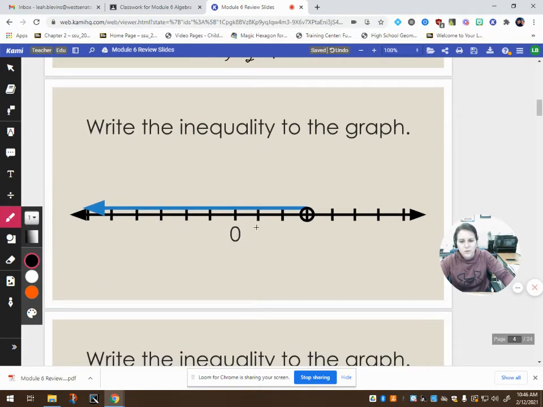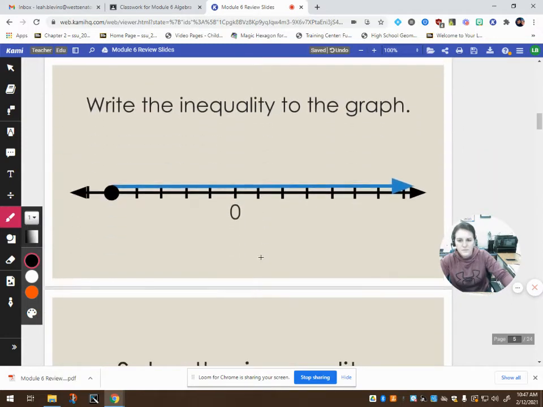So here's 0, this is 1, 2, 3. We're looking for all of the values of x that are less than 3. All the values of x, pointing down this way, that are less than, not equal to, because it's not a closed circle, we don't want to include the 3, but all the values that are less than 3. Okay, so far so good, I hope.